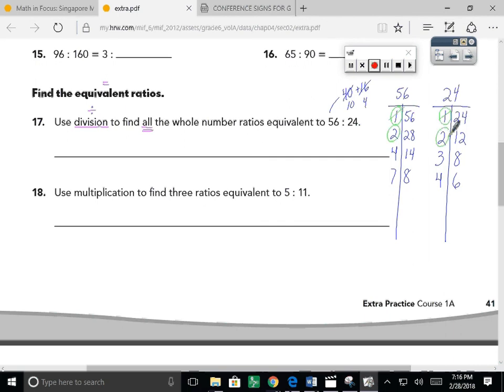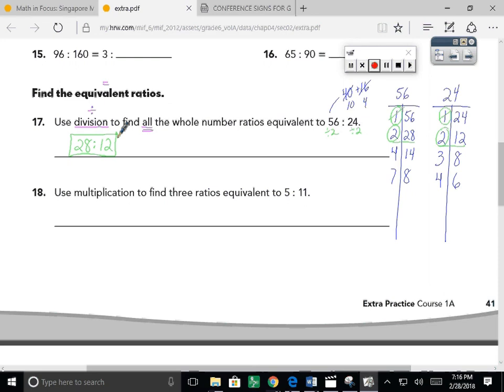But I notice they both share a 2. So I can divide both these numbers by 2 and see what we get. What's awesome is you can look right across, and half of 56 is 28. Half of 24 is 12. Looks like I could write a brand new ratio, an equivalent ratio of 28 to 12. This is one good answer. But it says to find all of them, so let's keep on going.